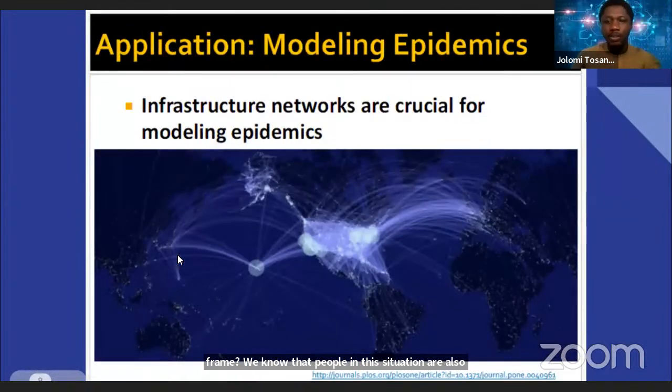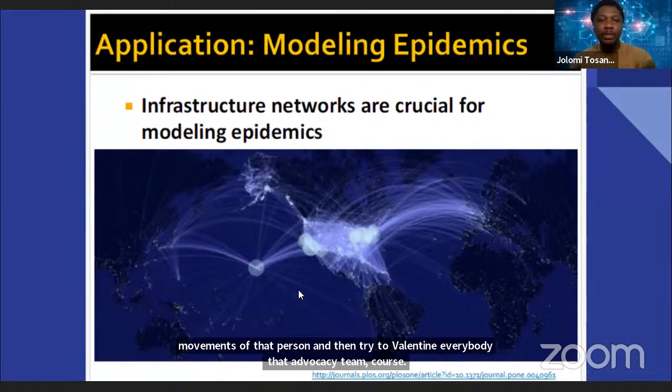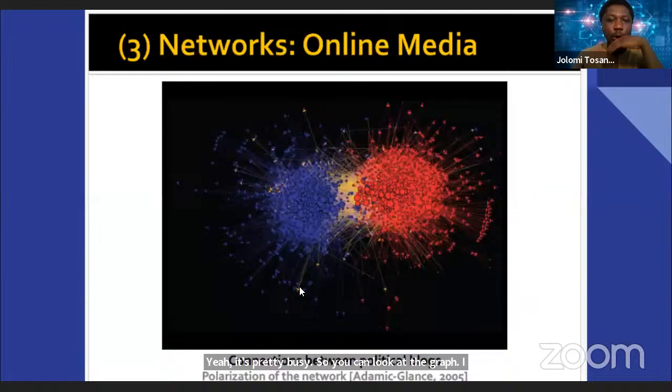Epidemic contact tracing, right? If an infected person just came into the country, you want to create a graph of the movement of that person and then try to quarantine everybody that person came across so that they don't spread the disease. So you can look at the graph of that person and the people the person came across. And on Twitter also, you can identify communities.